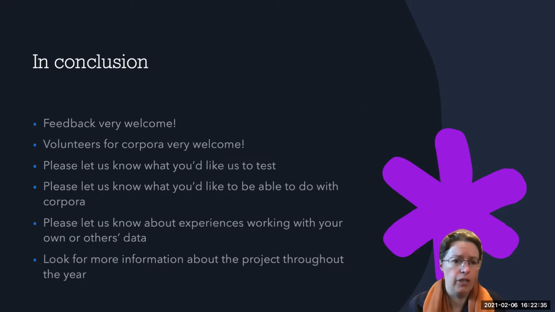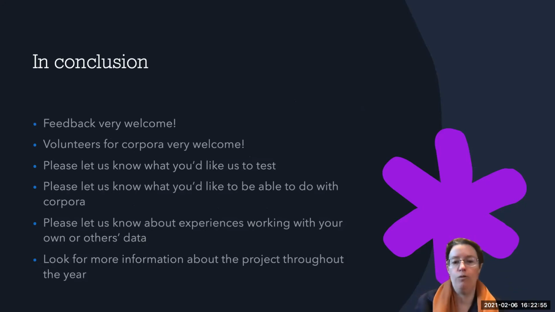So in conclusion, at this point, given where we are in this stage, very much in the planning process, feedback is extremely welcome for this sort of work. Volunteers for corpora collections we should look at in particular, volunteers of data are extremely welcome. Please let us know what you would like to test.